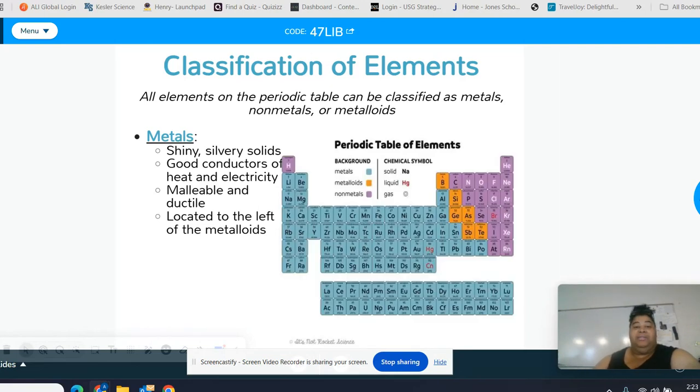Classification of elements. All elements on the periodic table can be classified as metals, non-metals, or metalloids. Metals are shiny, silvery solids. They're good conductors of heat and electricity. They're located to the left of the metalloids.